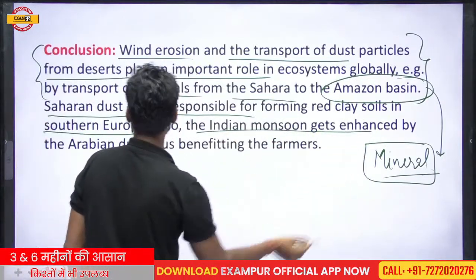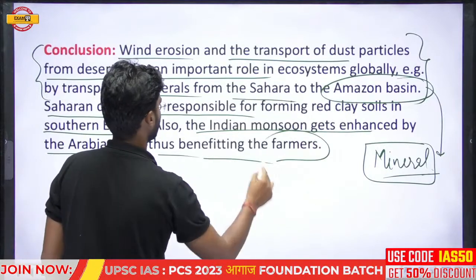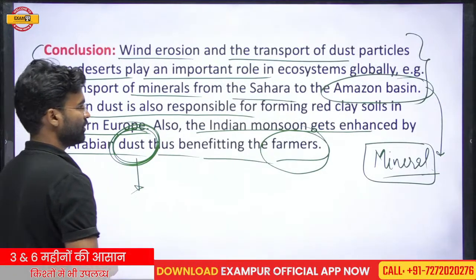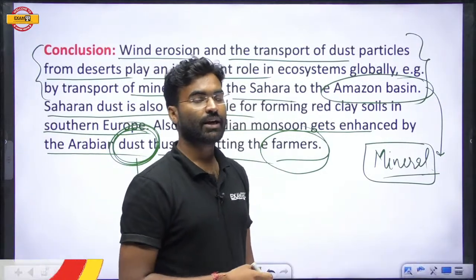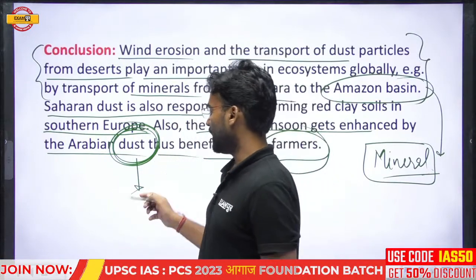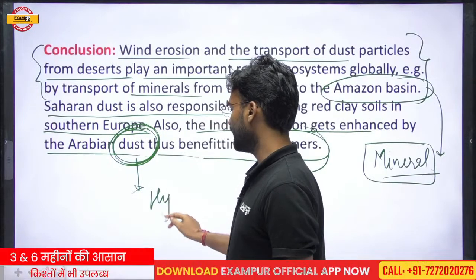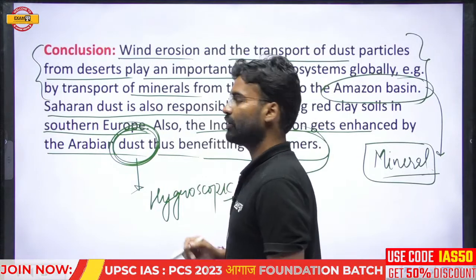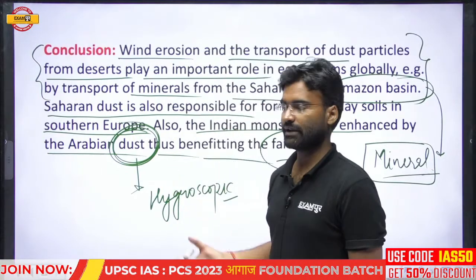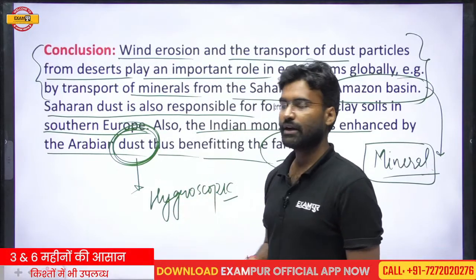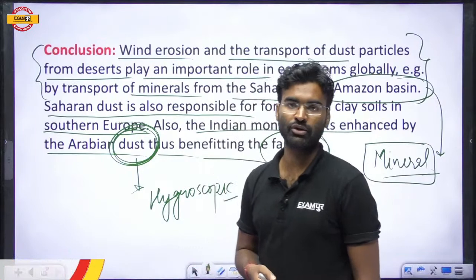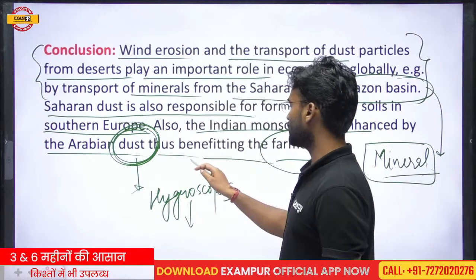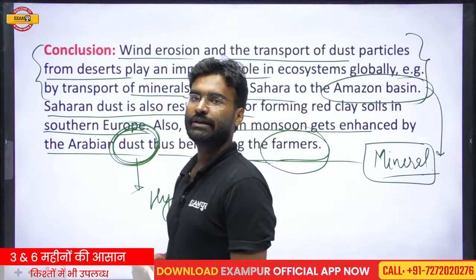The Indian monsoon gets enhanced by the Arabian dust, which benefits the farmers. So this dust is also important. This dust plays the role of hygroscopic nuclei, and hygroscopic nuclei help in the formation of clouds. In condensation, this is a very important thing. If there is an absence of hygroscopic nuclei, there is no chance of rainfall. So the Indian subcontinent also gets benefited by this type of dust particles.